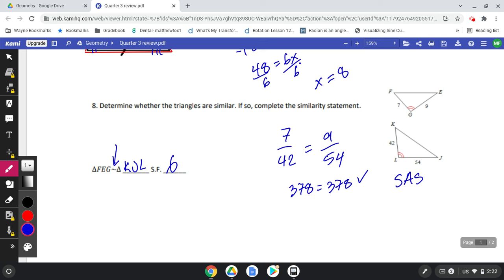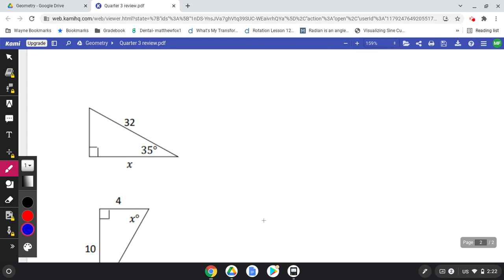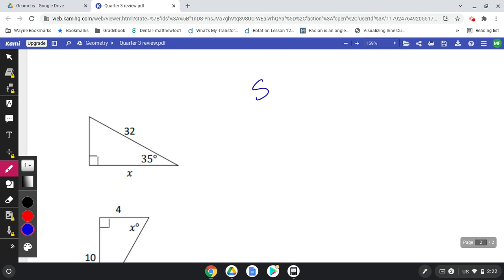Okay. Now the other thing that we talked about, chapter number 13, we talked about SOHCAHTOA. So if you forgot SOHCAHTOA, remember sine is opposite over hypotenuse, cosine is adjacent over hypotenuse, and tangent is opposite over adjacent. SOHCAHTOA. So in our case here, we are solving for x right there.